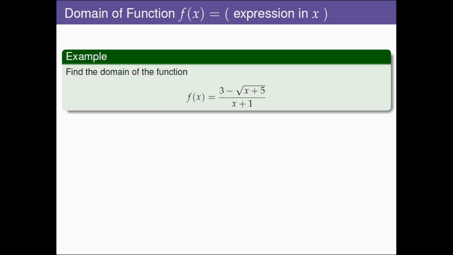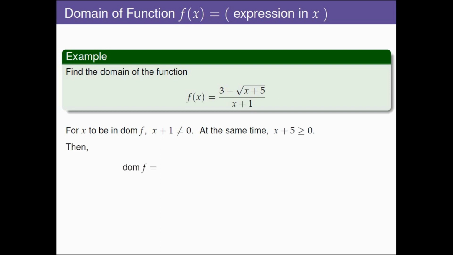Next, we find the domain of the function f of x equals 3 minus square root of x plus 5 over x plus 1. For x to be in the domain of f, the denominator must not be 0. So x plus 1 is not equal to 0. At the same time, x plus 5, or the expression inside the square root, must be greater than or equal to 0.